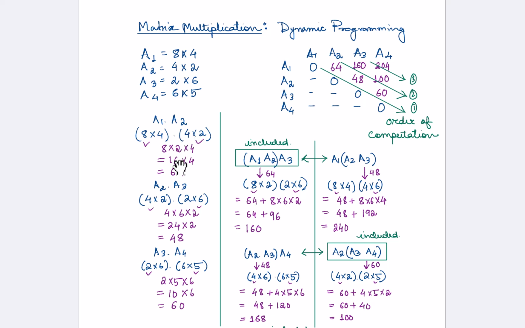Okay, so how do you find the number of multiplications required to find the answer? What we do is we take the extreme values in the multiplication, and then we take the common values as the last multiplying value.